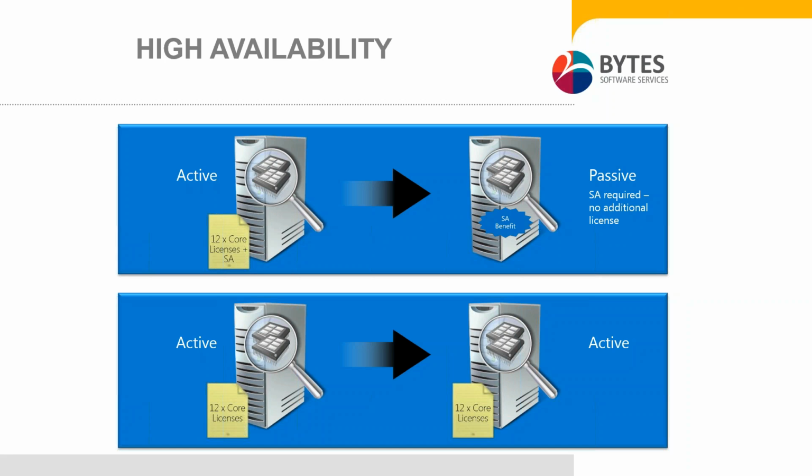What you will see with Software Assurance as well is disaster recovery rights. So if you have a DR server which is not turned on unless obviously you have a disaster or in case of testing, you can also use Software Assurance to avoid licensing that server, and that can work if you're doing things like DR in Azure as well.